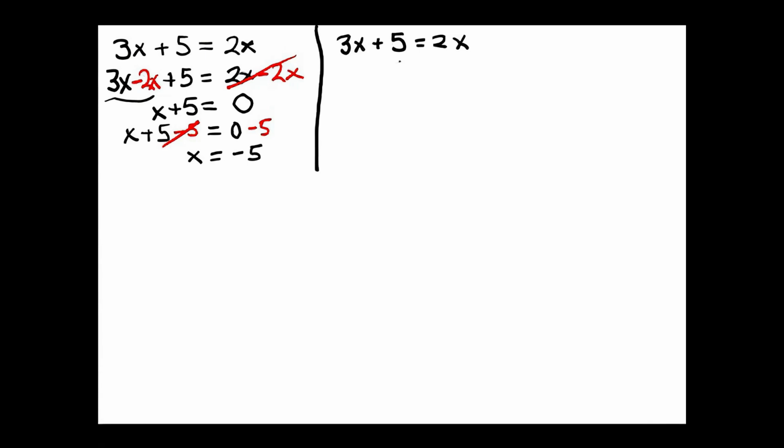I want to look at the same problem with you another way. We could have chosen to get rid of the 3x. If we get rid of the 3x, we're going to subtract it. It's a positive 3x. And we have to do that to both sides.